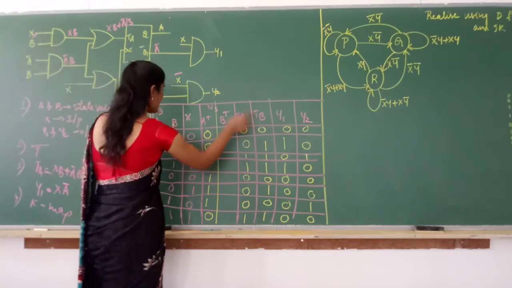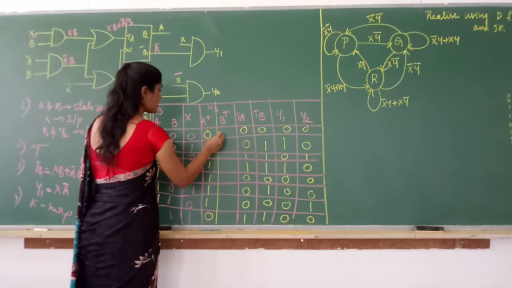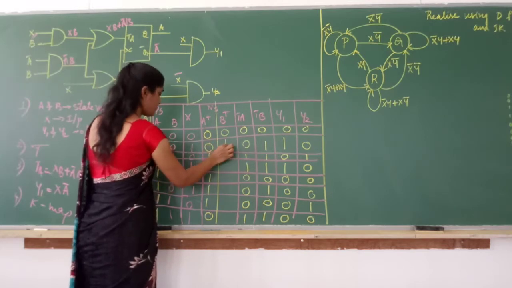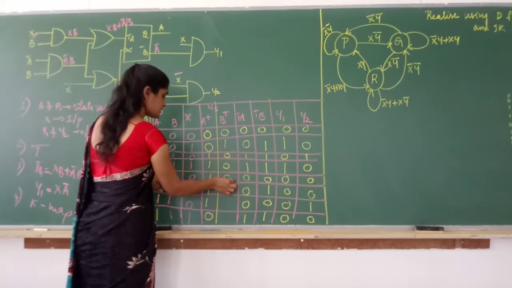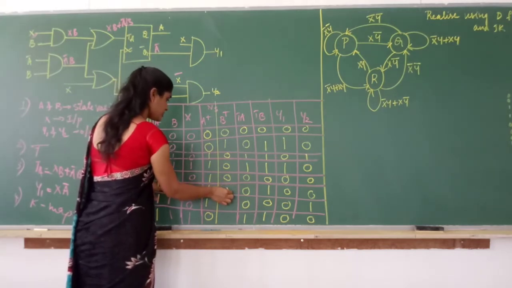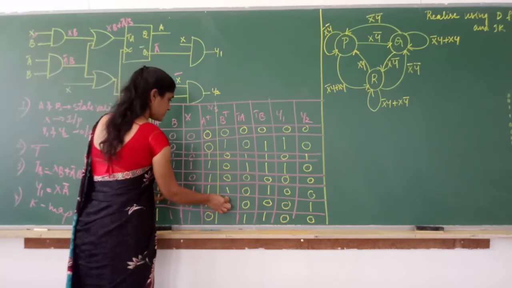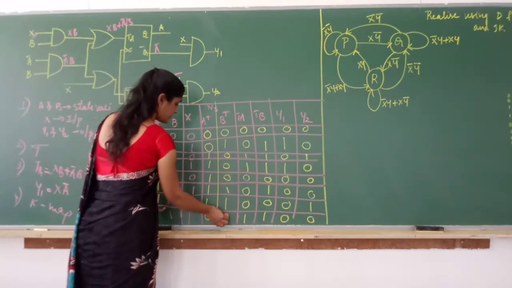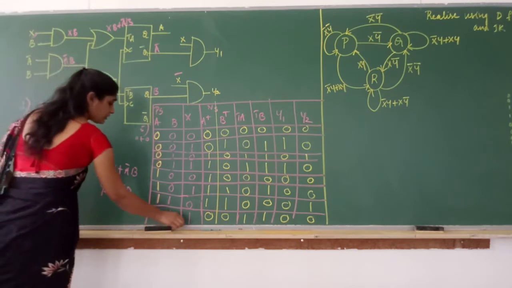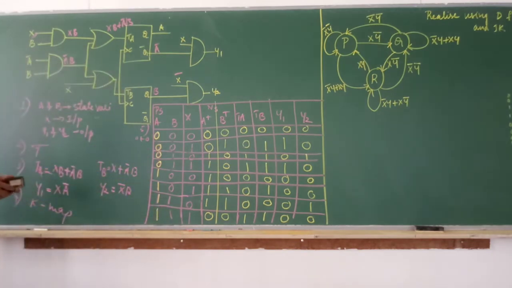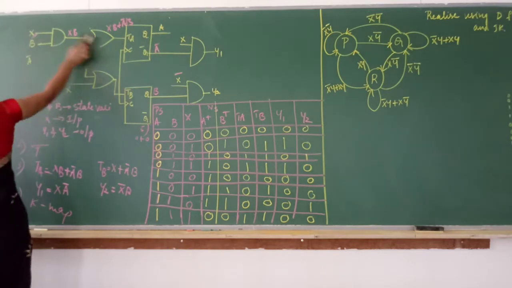Similarly, by looking at TB and B, you have to fill B plus. If T is 0, next state is same as previous state. If T is 1, complement of previous state. Okay. So this is how you fill the excitation table, correct? So now you can go back and fill the K-map. I think you are very familiar with creating the K-map by looking at the excitation table. I need not explain it again.